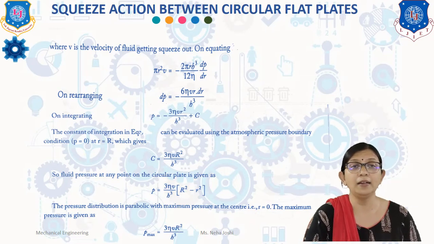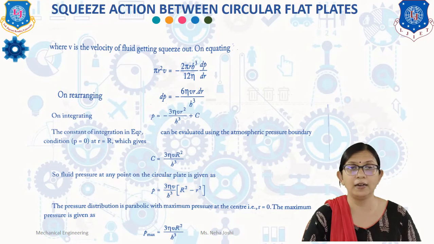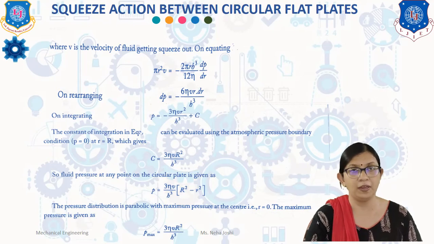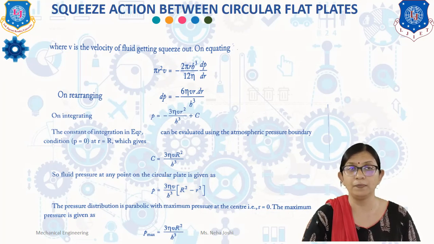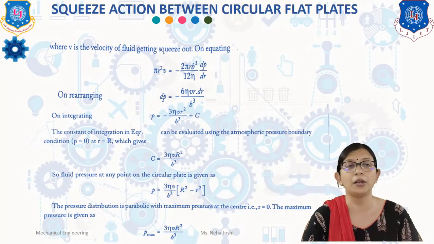Now by integrating this equation, we get P is equal to minus 3 eta V R square divided by h cube plus C. Now the constant of integration in the above equation can be evaluated using the atmospheric pressure boundary condition.